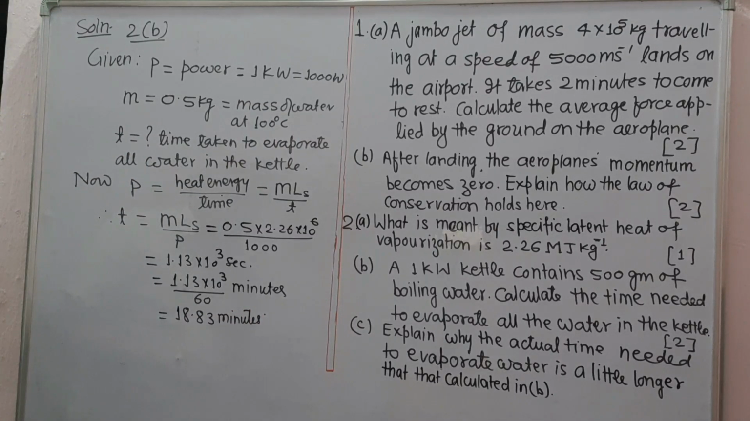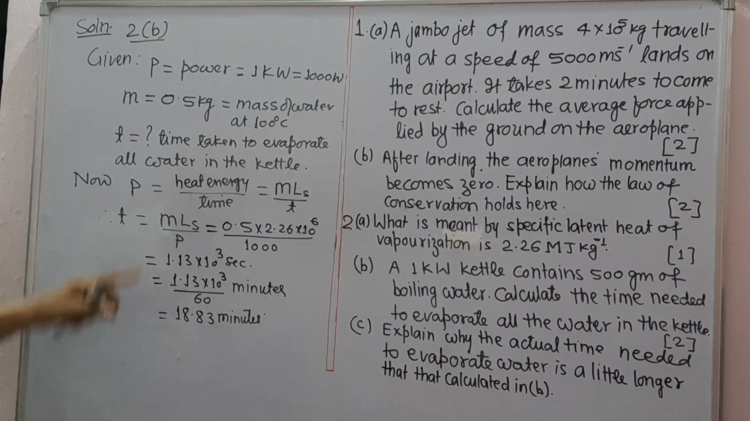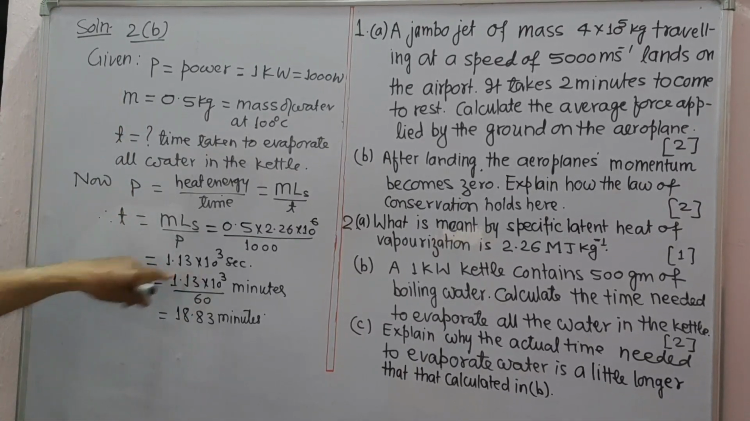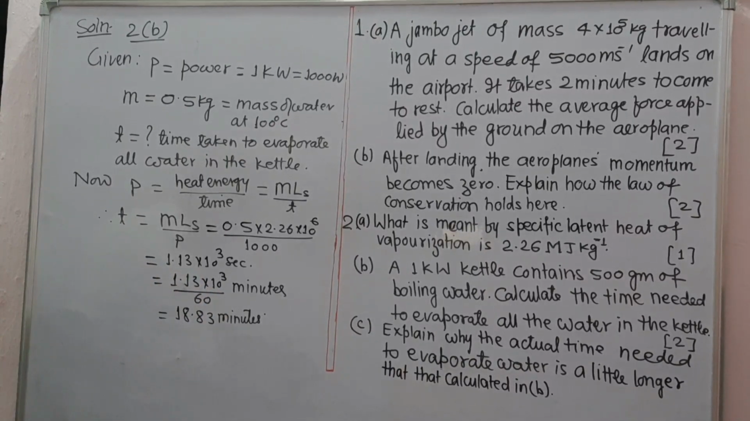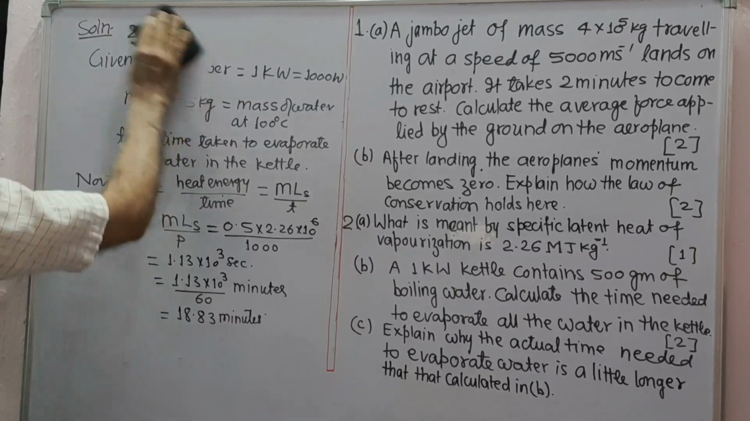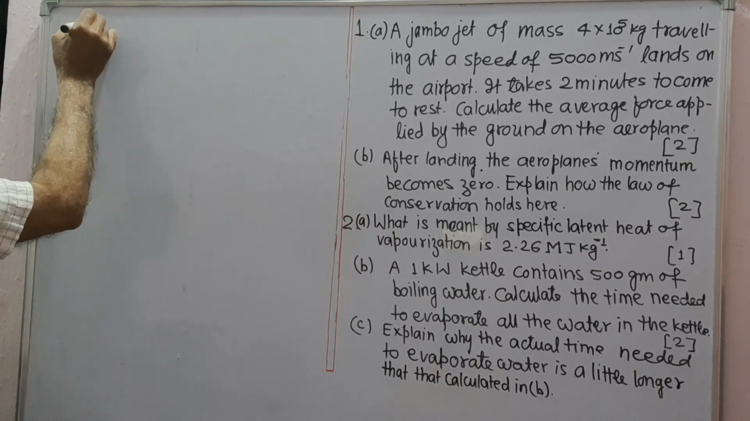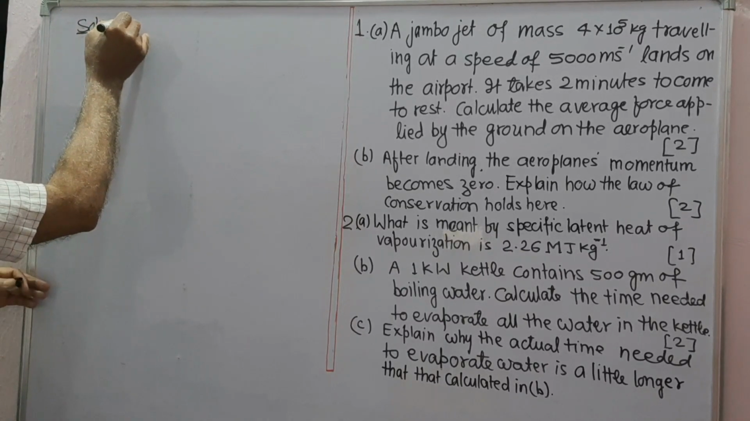Third part or C part, explain why the actual time needed to evaporate water is little longer than calculated in part B. Means actual time will be slightly more than this calculated time. Why? Solution to part C.